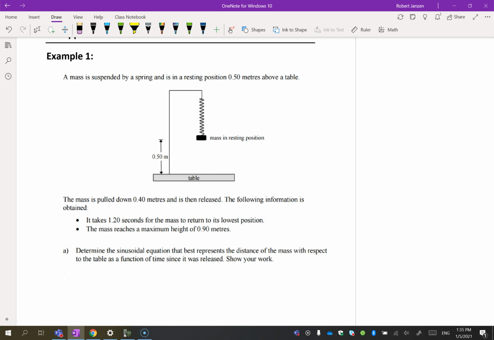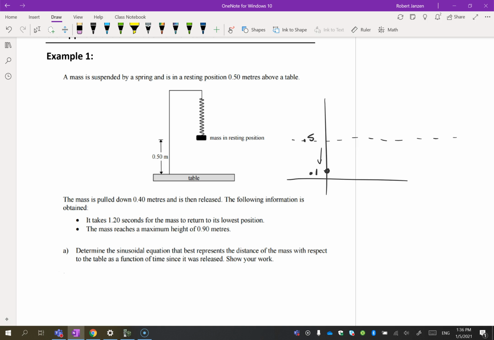Okay? So what would this look like on a graph? Well, you should see that the midline is going to be at 0.5, okay, because it says it's 0.5 up. And then what happens is it's pulled down 0.4. So this will be at 0.1. Okay, and then it goes all the way up and all the way down.